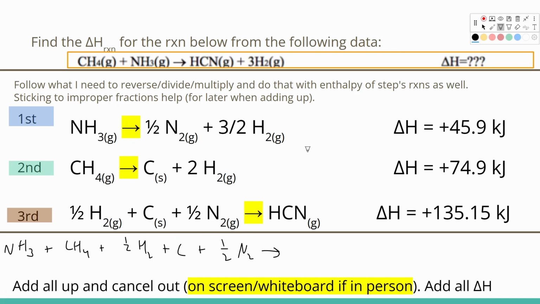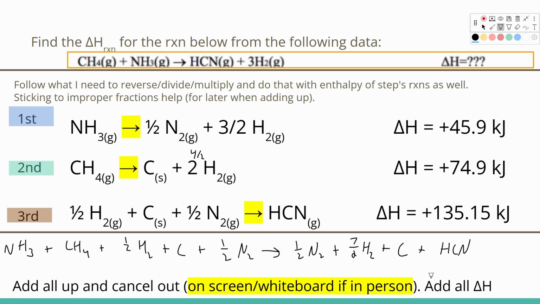Cool. Then I got my product side. I have half of an N2. I have 3 halves plus 2. So to make this into an improper fraction, that's going to be 4 halves. So 4 plus 3, that's going to be 7 halves. So 7 halves of H2. And then I have my carbon from here. And then I have my HCN from here.